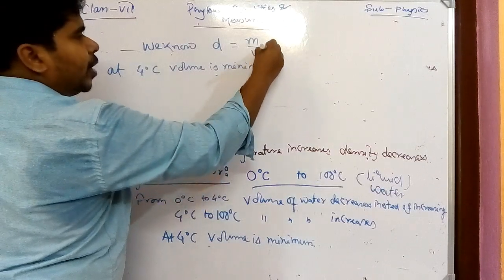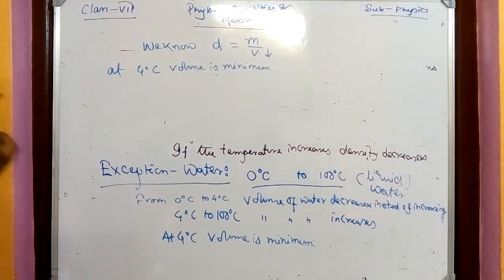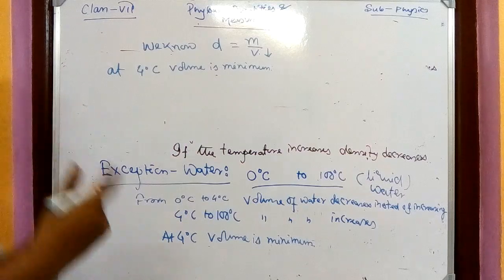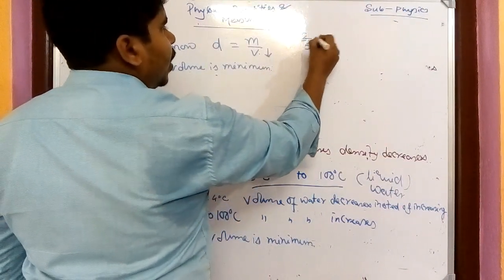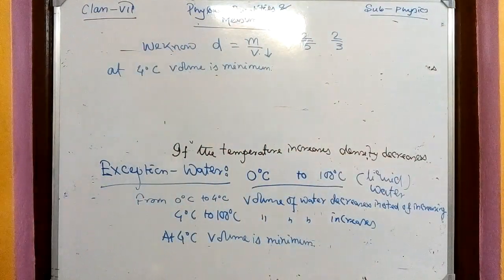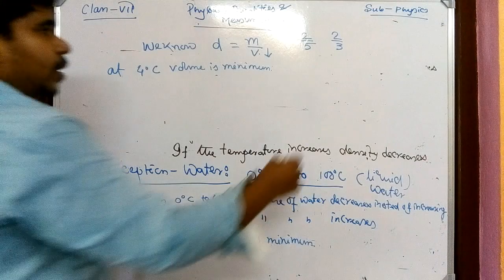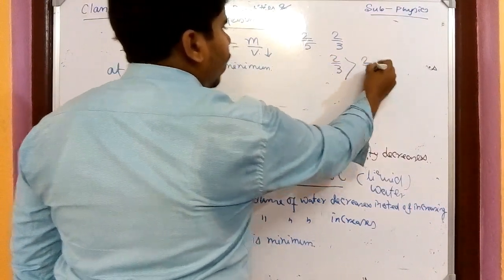So volume is minimum means denominator is minimum. In a fraction, if the denominator is minimum, let me give an example. Assume one is 2 by 5, another one is 2 by 3. Which one is larger? You will say, sir, 2 by 3 is larger than 2 by 5.